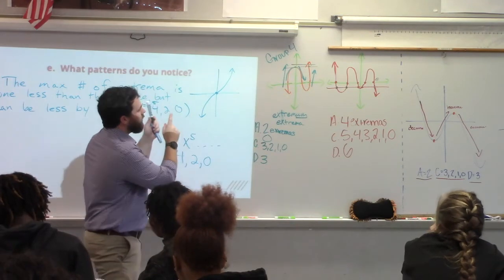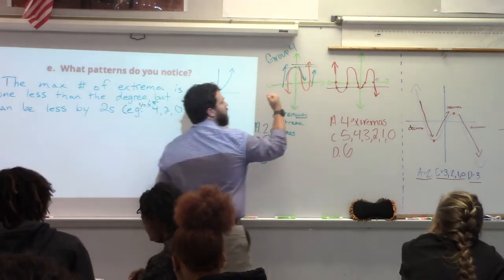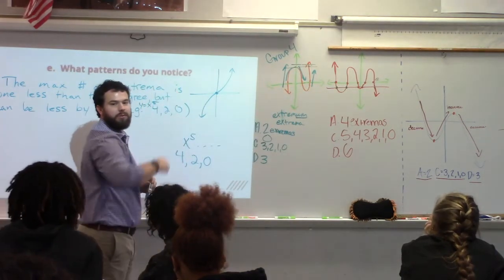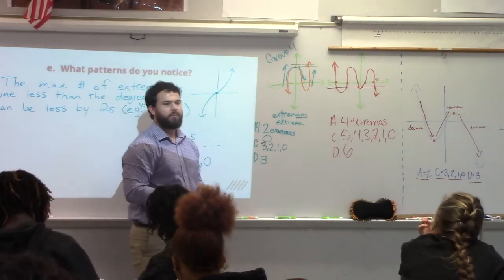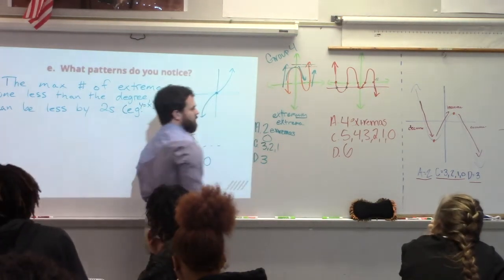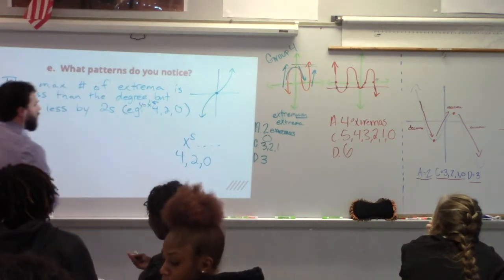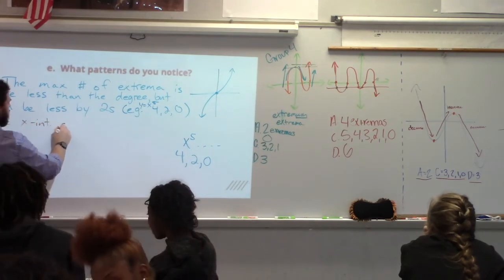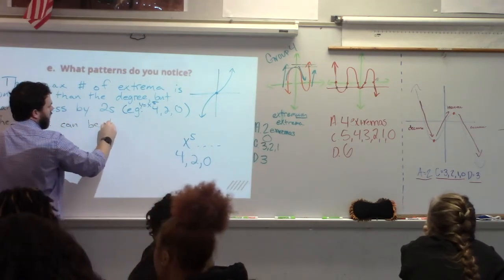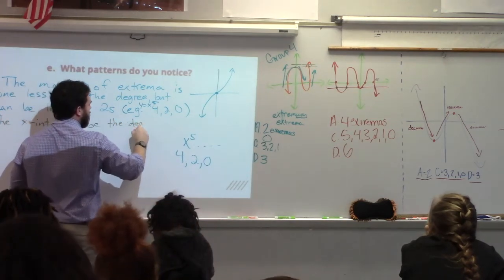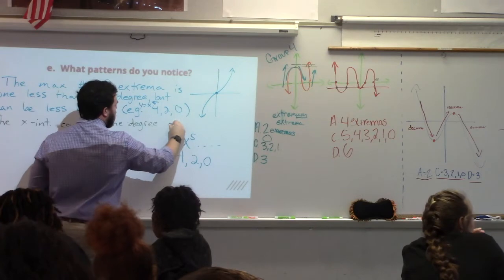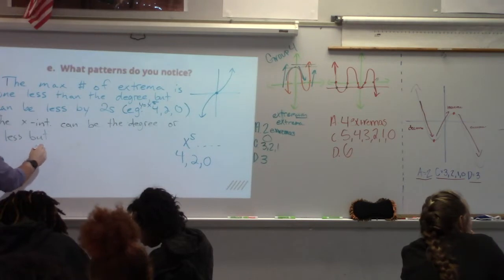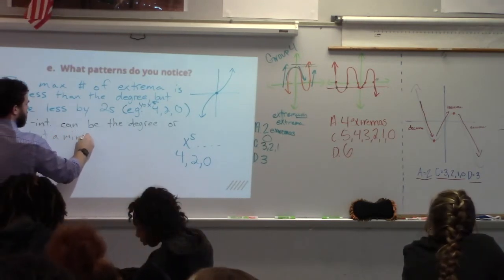If we are looking at an odd degree, I know it has to go from negative infinity up to infinity, which means it has to go through the x-axis where we have zeros. So can you ever have 0 x-intercepts? So what pattern do we notice? The x-intercepts can be the degree or less, but what's the minimum? One. A minimum of 1 x-intercept.